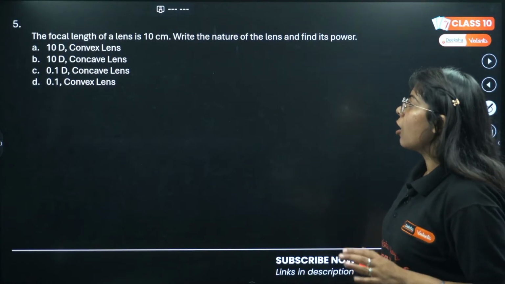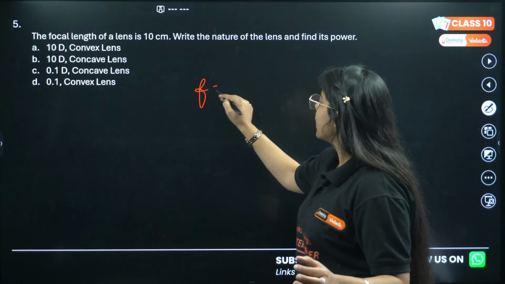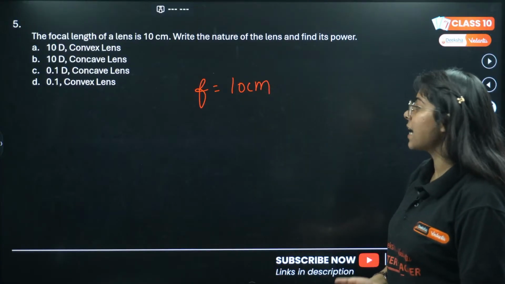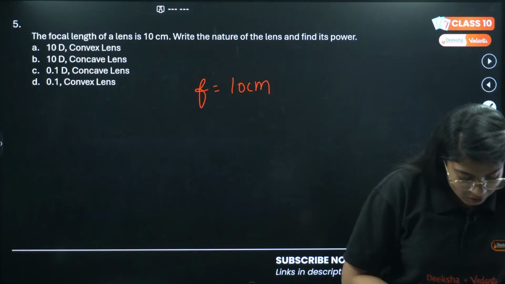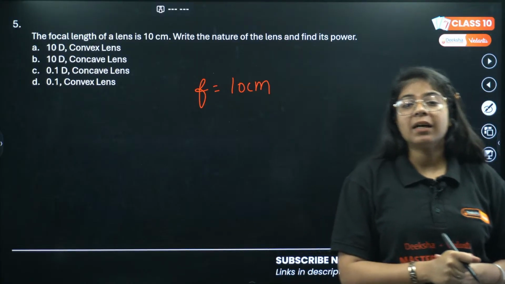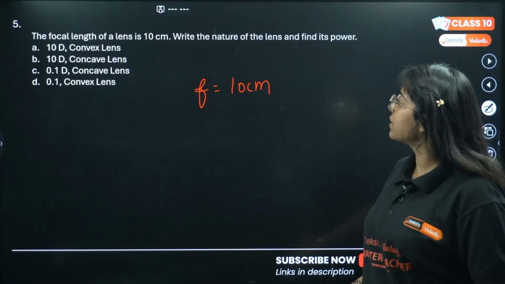The focal length of a lens is 10 centimeter. Write the nature of the lens and find its power. So can you let me know what will be the power of this lens and what will be the nature of this lens?